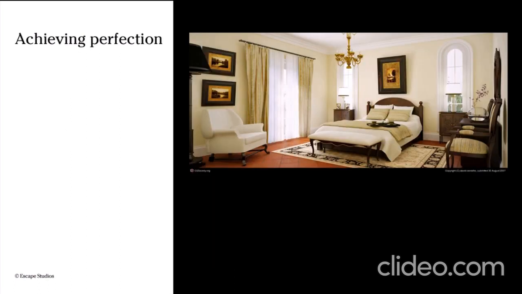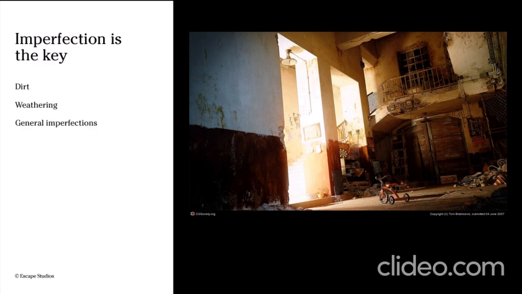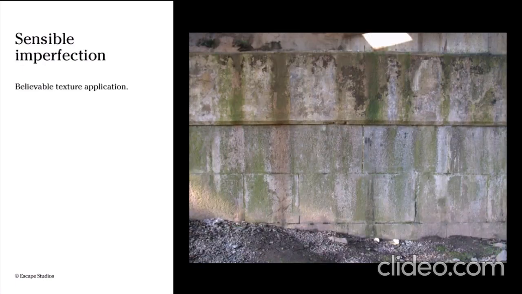Creating accurate materials and textures in Maya is only half the story. Achieving this alone will immediately stand out as being a little too perfect. Dirt, weathering, and general imperfections are the key to creating believable textures that will ground your objects in the real world. Not only creating imperfections in our textures and shaders, but also applying them in believable ways.